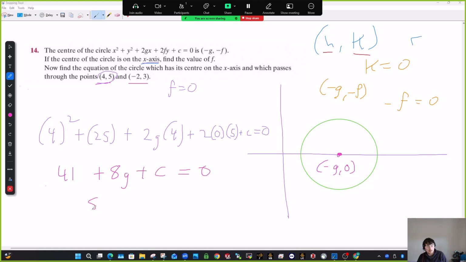So things are looking good there. We bring the number over the other side: 8g plus c equals minus 41. Always circle that up for yourself and for the examiner. And then let's go and put the other point in here.